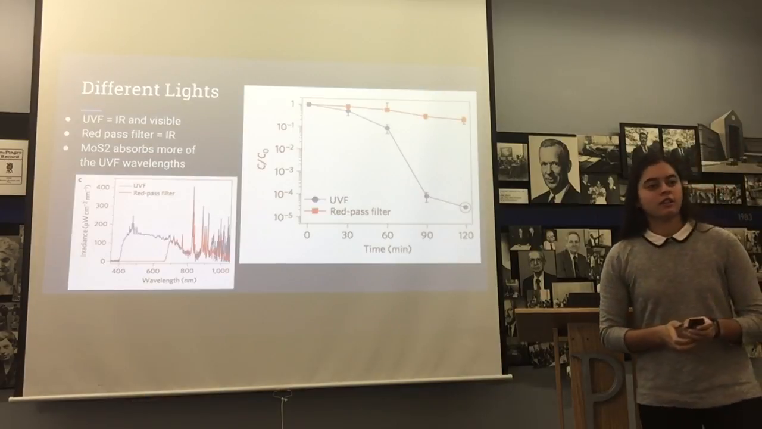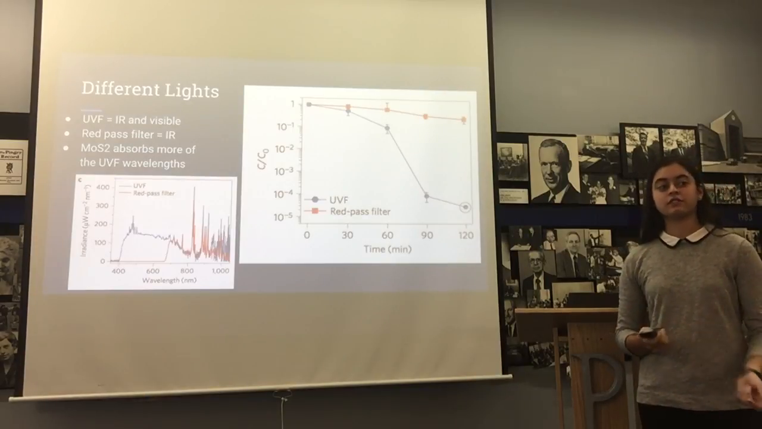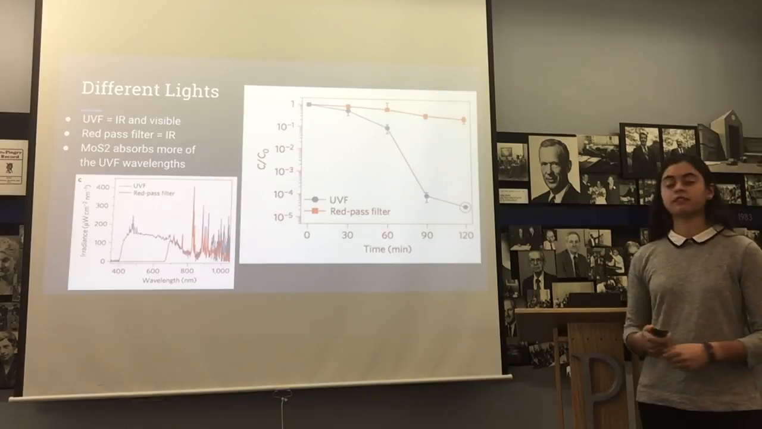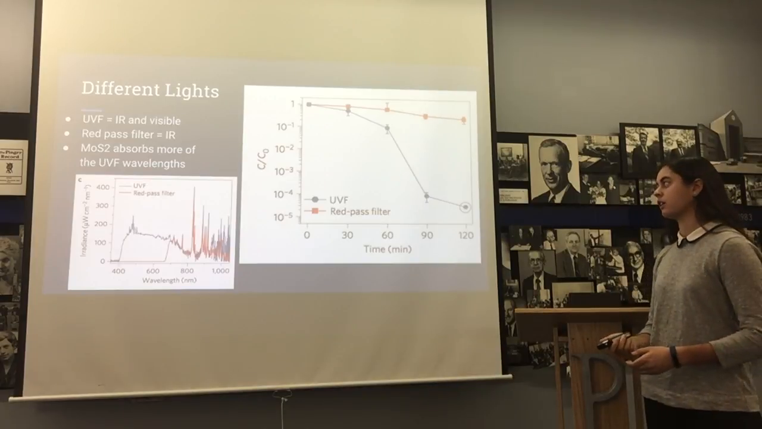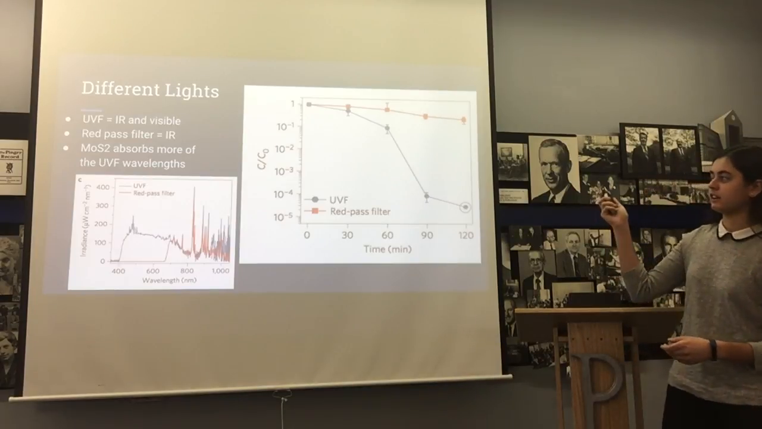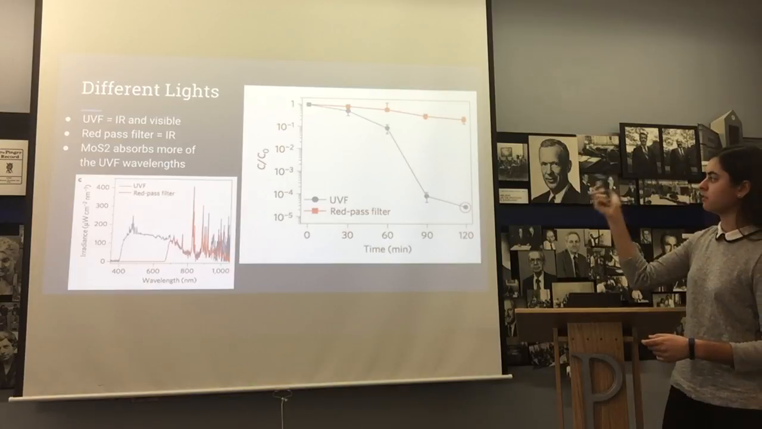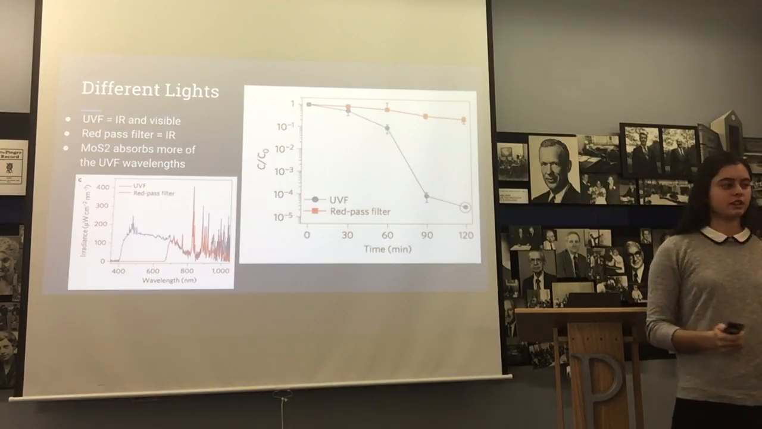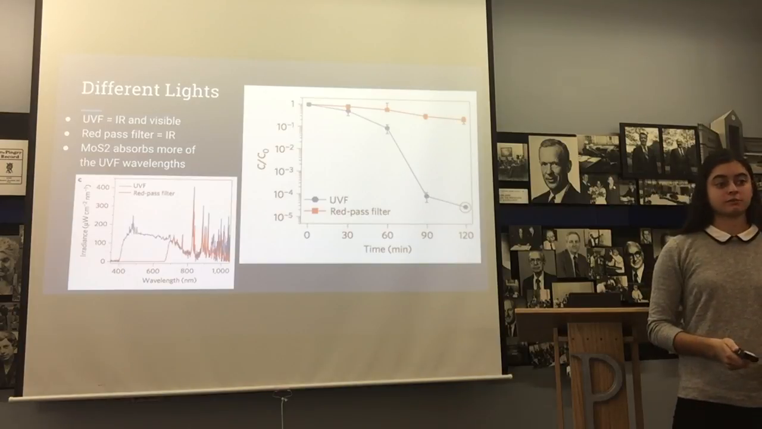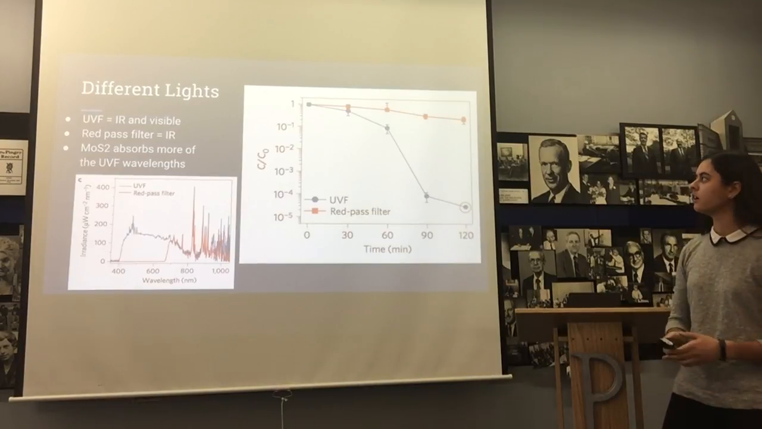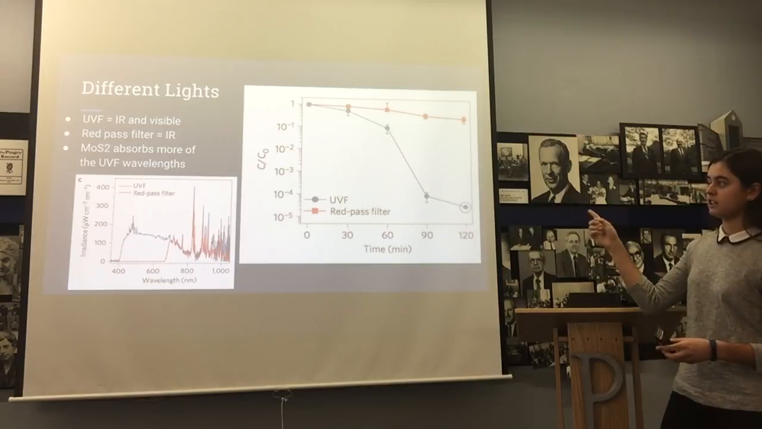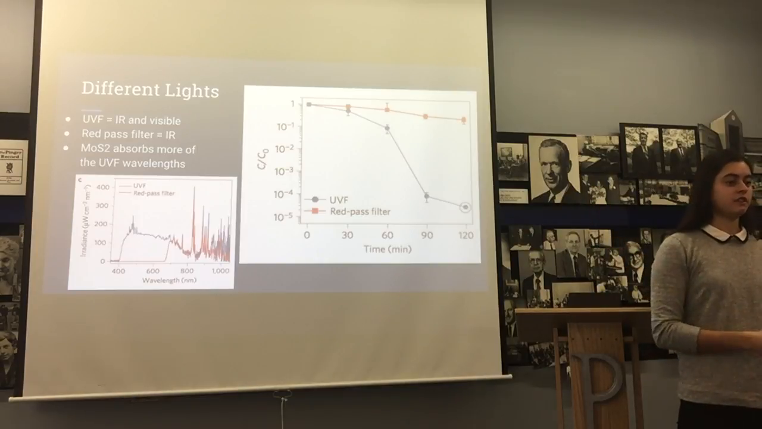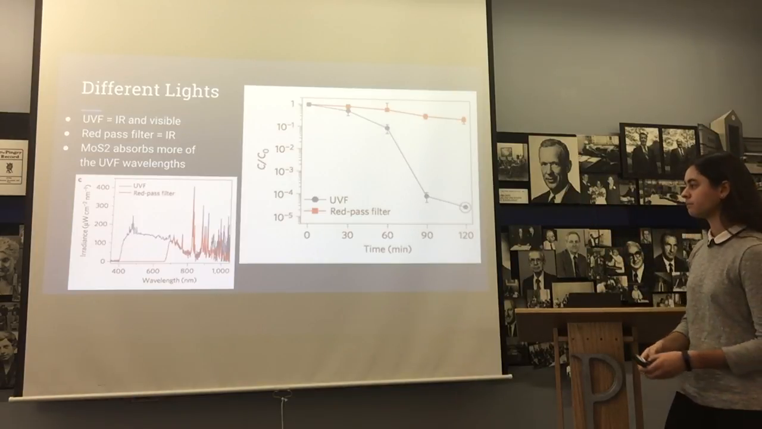Okay. Next thing they wanted to test was how different lights affect the MLS2 and what kind of lights are ideal for disinfecting water. The red line is red pass filter, which is just infrared light. And if you remember from the sunlight slide, infrared light is about 46% of sunlight. And then the blue line is UVF, which is a combination of infrared light and visible light.